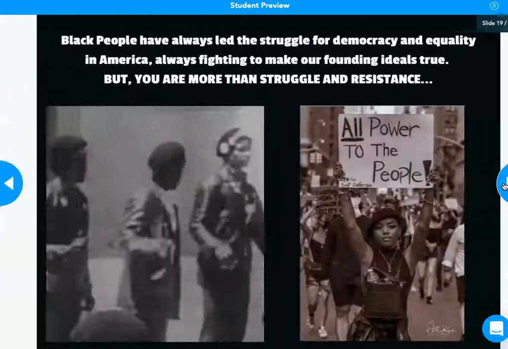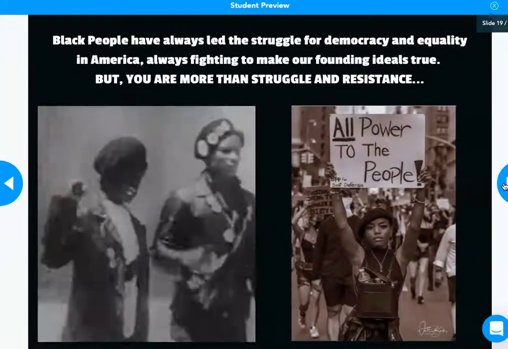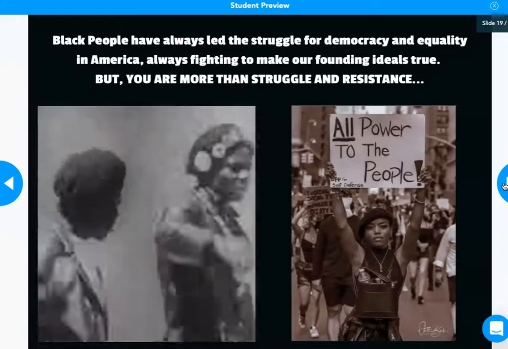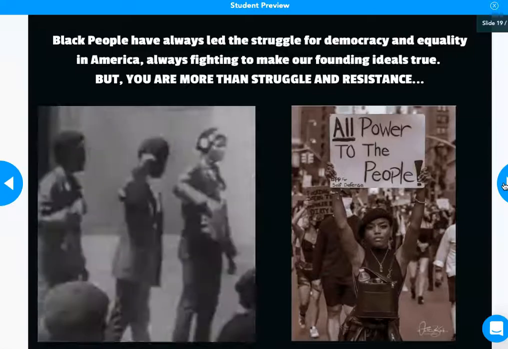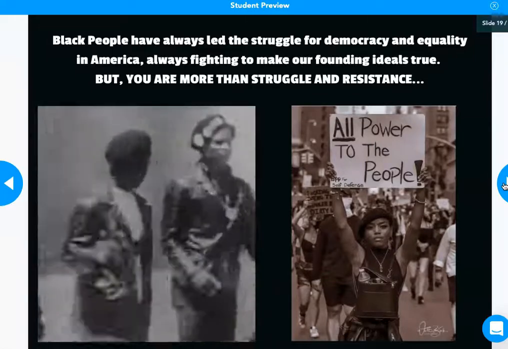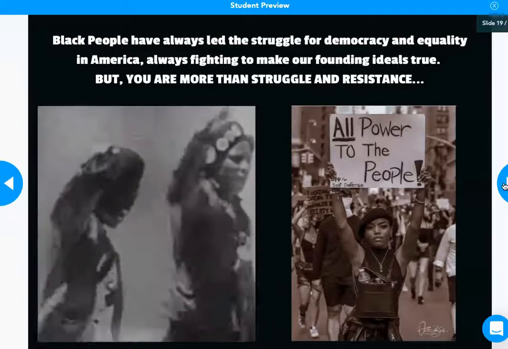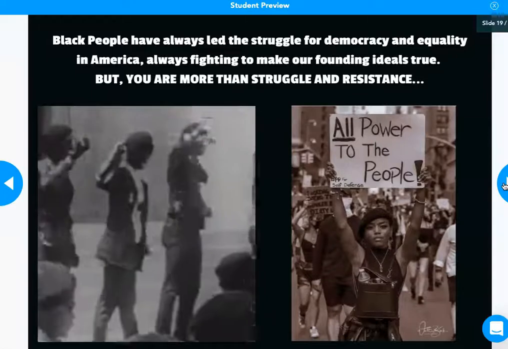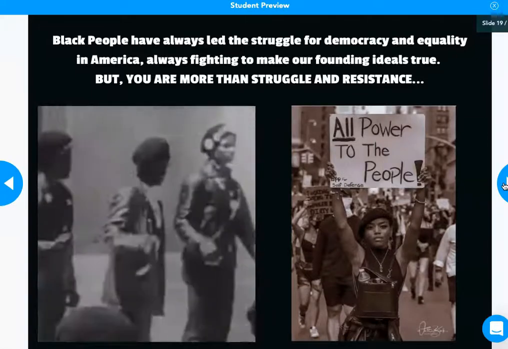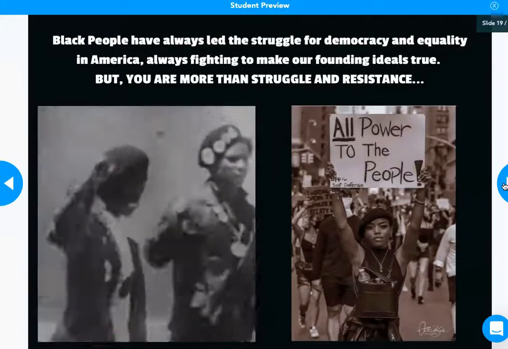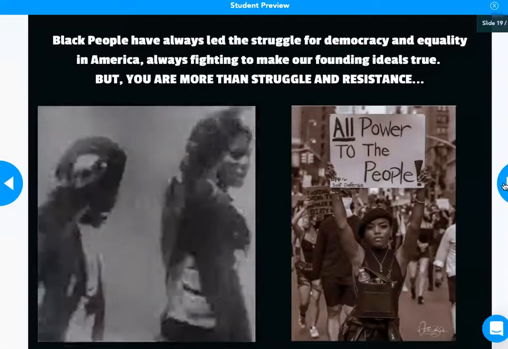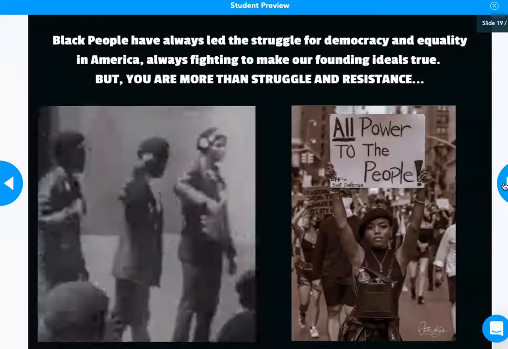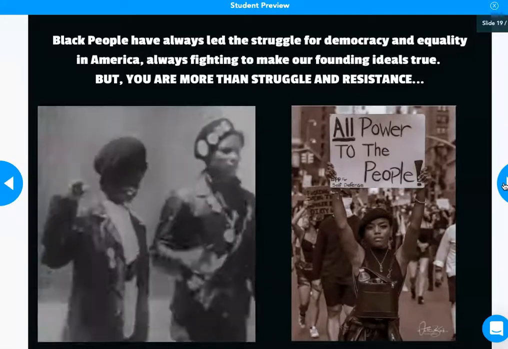And here I also wanted to just mention, Black people have led the struggle for democracy and for equality, and they have fought for the rights that are listed in the Bill of Rights and the rights that the founding fathers thought all people should have. And I've said this before, we haven't fulfilled the promises of our founding fathers. I think they had the right idea, but I think we messed it up. And the Black people in this country have fought and struggled for their rights, and it's something to be admired.